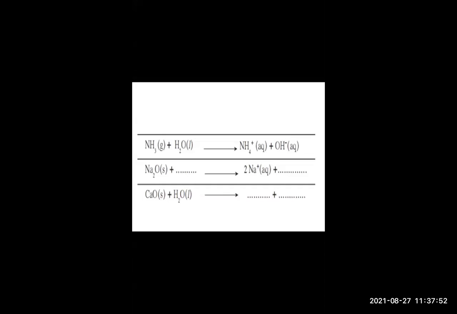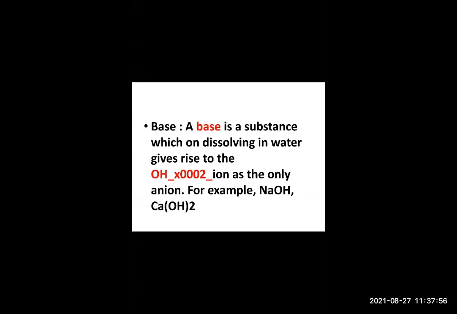Okay, you completed it. Now let us study what is a base. A base is a substance which on dissolving in water gives rise to OH− ions as the only anion. For example, NaOH, Ca(OH)2.